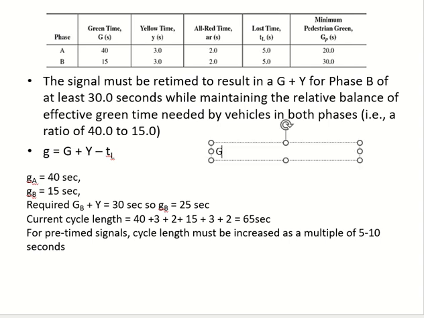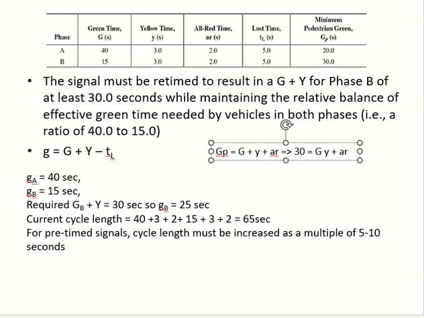I want this to be at least equal to G plus small y plus AR. For phase B, GP is 30. And I'm saying this should be at least equal to G. Now yellow I know, right? G plus Y plus AR. For phase B, it should be at least equal to this much.